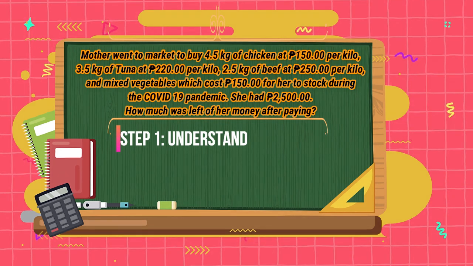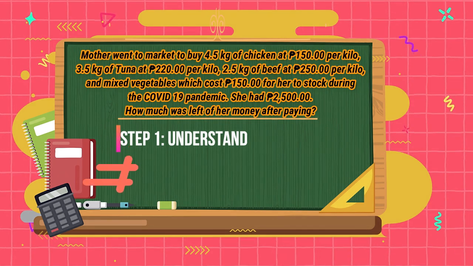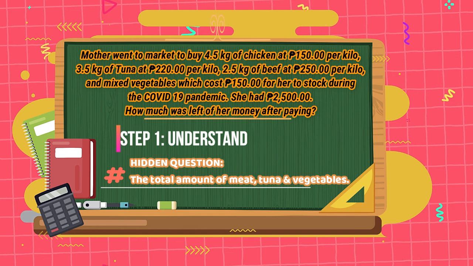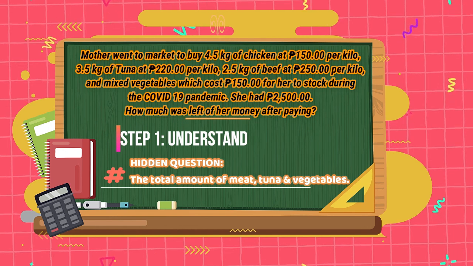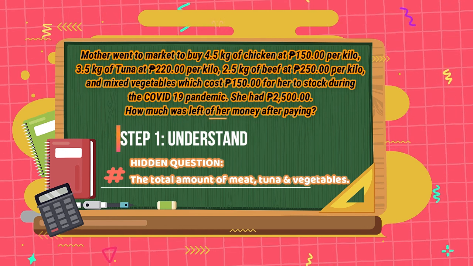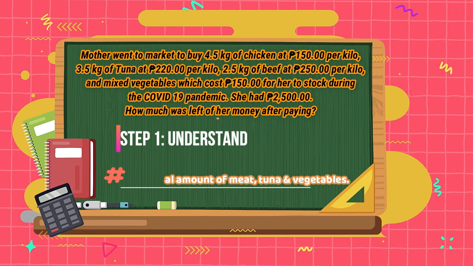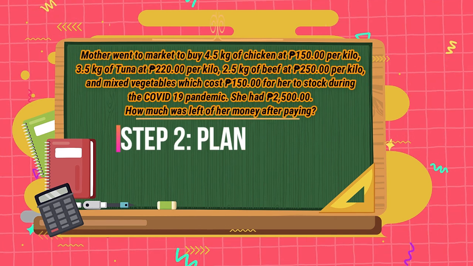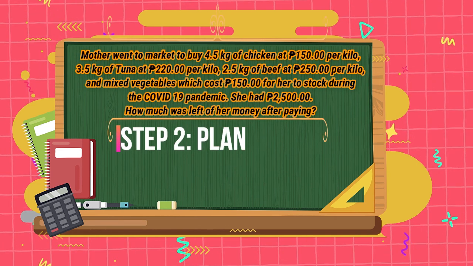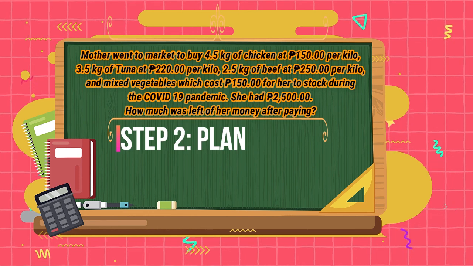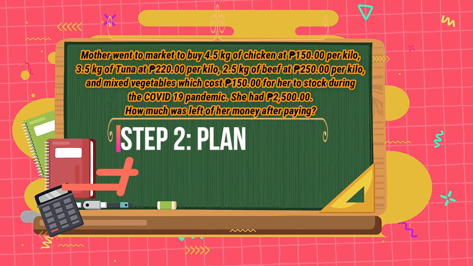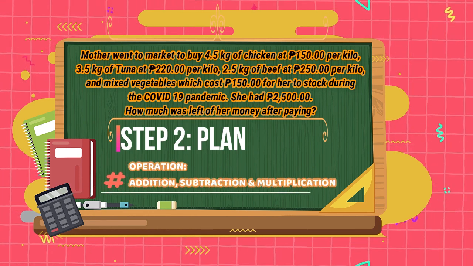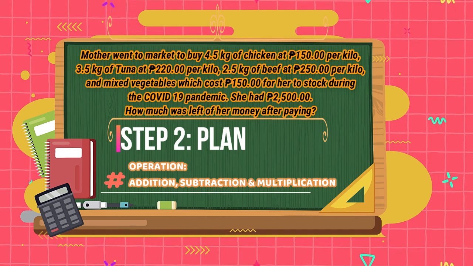And now, what is the hidden question? Very good. The hidden question is the total amount of meat, tuna, and vegetables. Step 2. Devise a plan. What operations to be used here? Correct. We are going to use addition, subtraction, and multiplication.